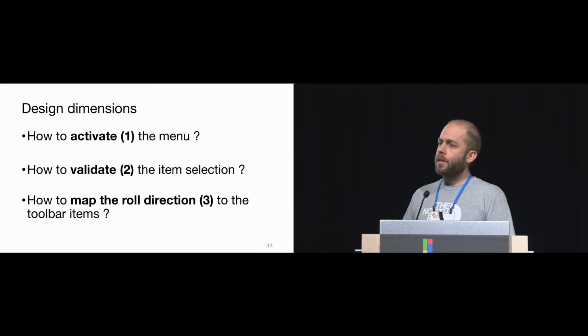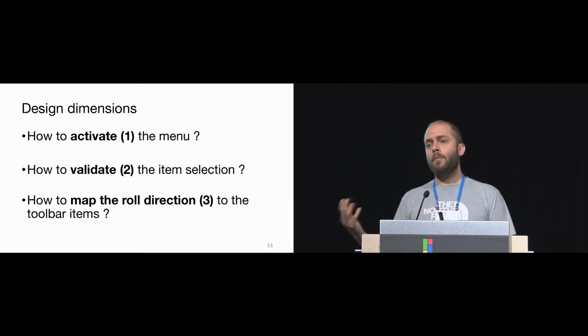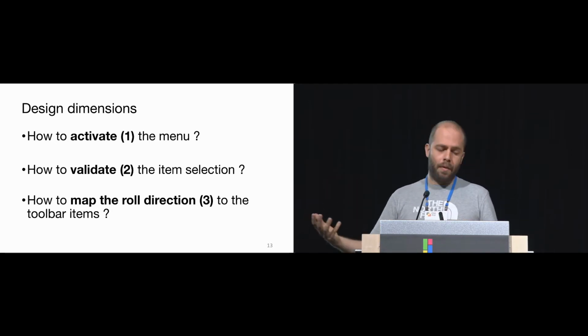So then, starting with this initial idea, we explored several design dimensions, and I'm going to give just an overview in this presentation. All the details are in the paper, but basically we try to answer three questions. First, what's the best method to activate the menu? Then what's the best method to validate an item that is selected? And finally, what's the best mapping between the roll direction and the toolbar?